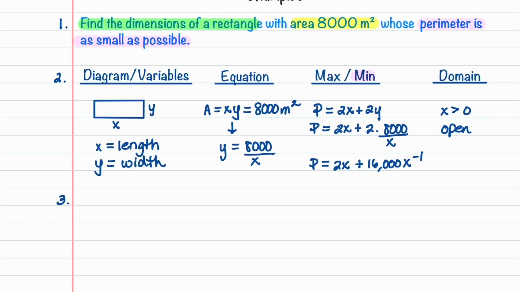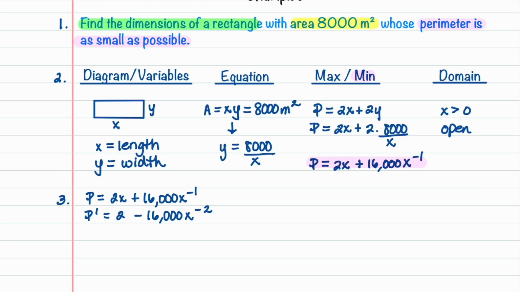In our third step, we're going to take the derivative of the quantity that we are going to minimize. So let's highlight this. That's what we need to take the derivative of. Let's copy it down. P is 2x plus 16,000 x to the minus 1. Now we can take the derivative. P prime is equal to 2 minus 16,000 x to the minus 2.